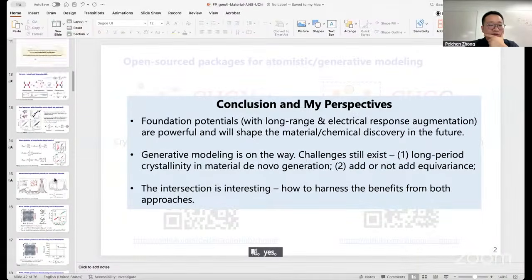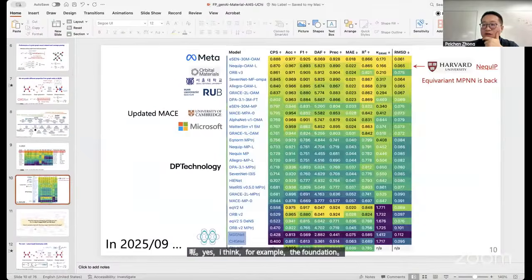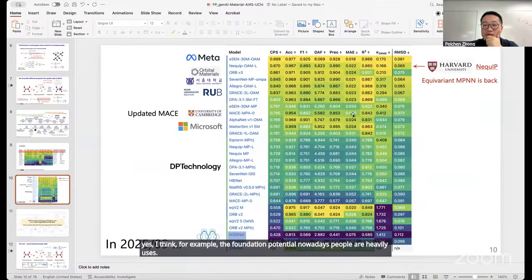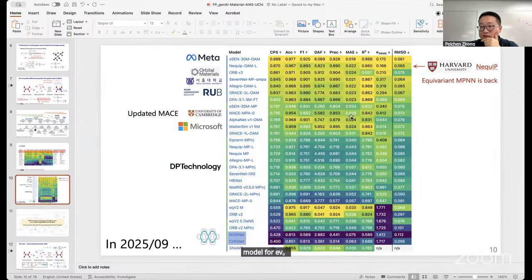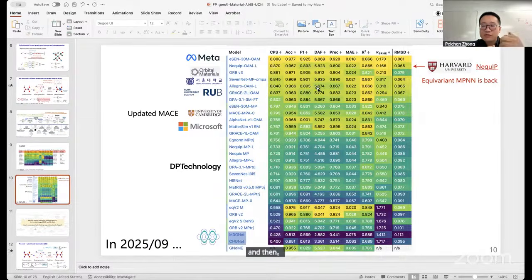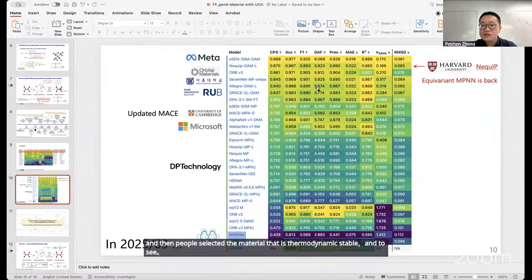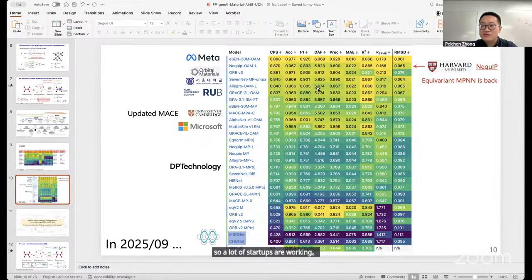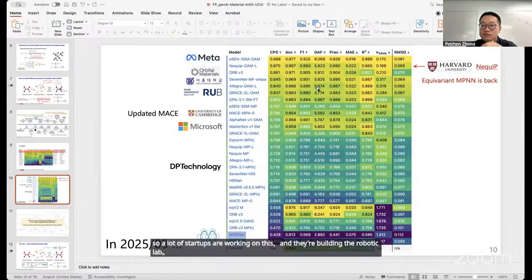Yes, I think, for example, the foundation potential, nowadays people heavily use this model for evaluating the stability of the suggested new materials. Using foundation potential, you always do the first step with this type of model to get the relaxed structure and confirm with DFT, and then people select the material that is thermodynamically stable and see how they can be synthesized in experiments. So a lot of startups are working on this, and they're building robotic labs to realize the synthesis.